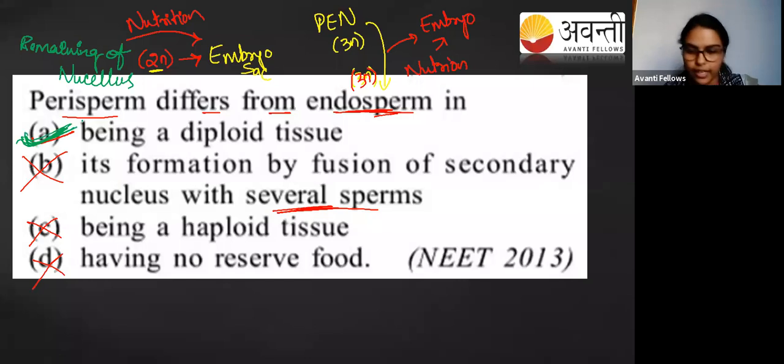Right. Okay. So then, is this clear? Anything that's confusing or anything that is not clear, you can ask in the chat box. I'll answer there.